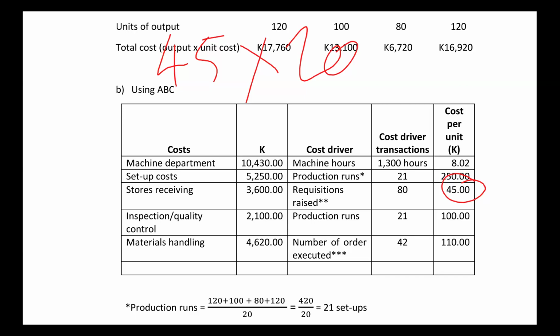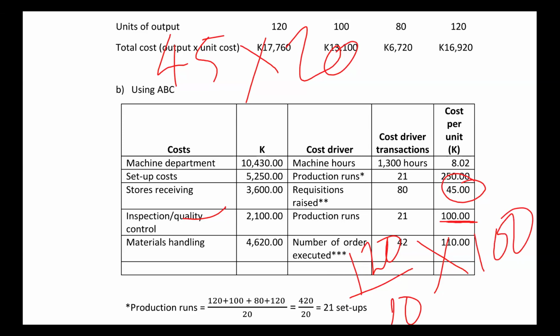Now we are left with the inspection and quality, where you're using the production runs, and for production runs, we have said that it is 20 units. The 20 units are supposed to be divided into the total units produced. That will give us the total production runs per product. Then times 100 for inspection here. The cost is 100. So you do that.